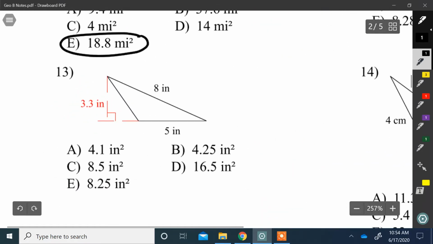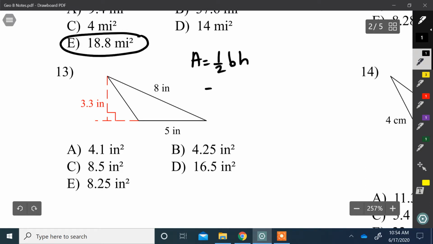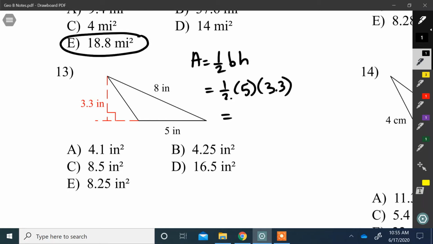Number 13, same idea, guys. We have the area is half times base times the height. So the base in this case will be 5. The height will be 3.3. The reason why I decided to do this multiple choice is because I don't want you to get the wrong answer just because you missed a decimal.